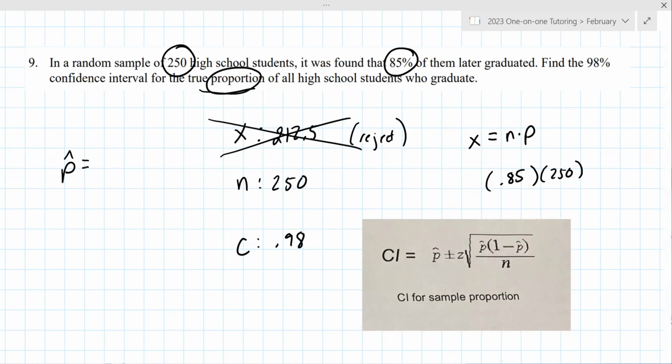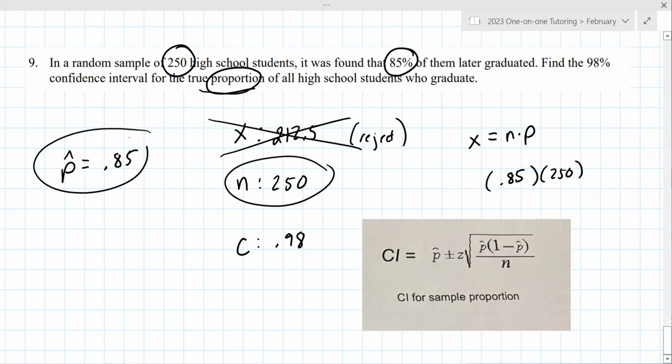P is your probability, the percentage, you can think of it as 85. So 0.85. 0.85 because it's a decimal. Is that okay? Is that clear? Yeah. N is still 250. C is still 0.98. Okay.